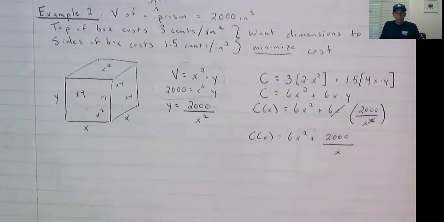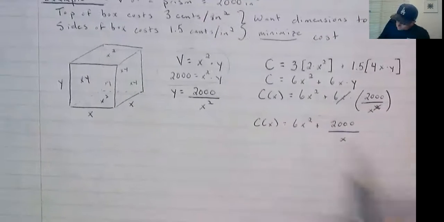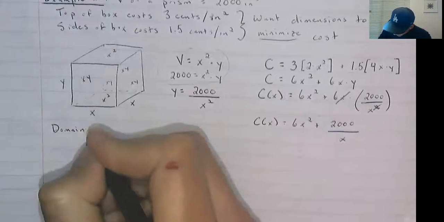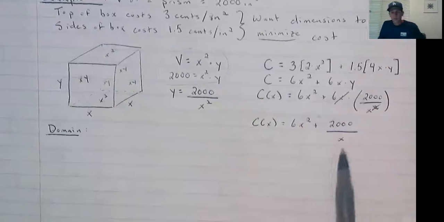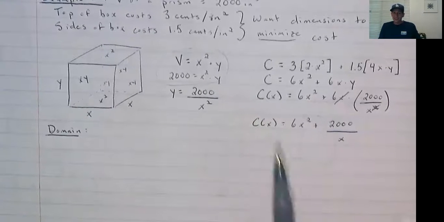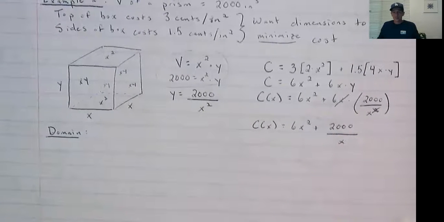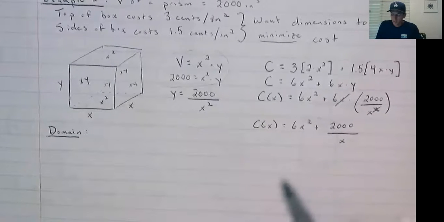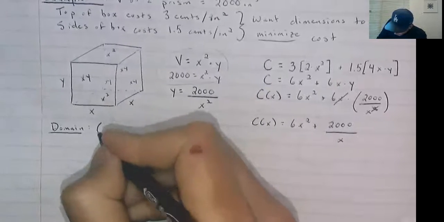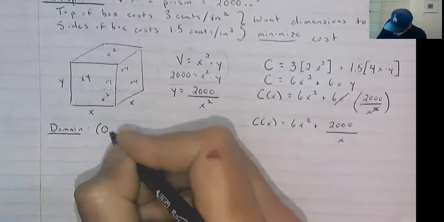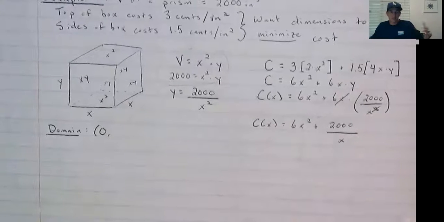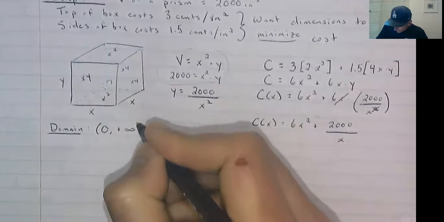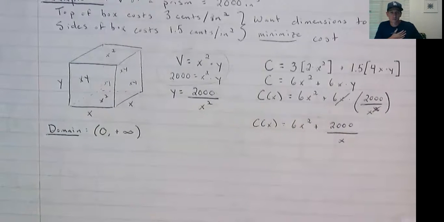And so again, we run into this issue with our domain. Because our cost function is defined this way, we can't actually have 0 as our starting point, because that would blow this up. And so this is going to be an open interval starting at 0. And then we can really make that x as big as we want. So again, that'll go to positive infinity, which is again not going to be closed.